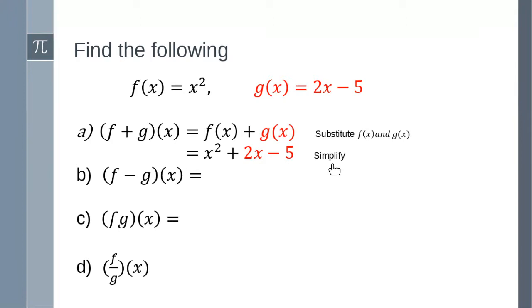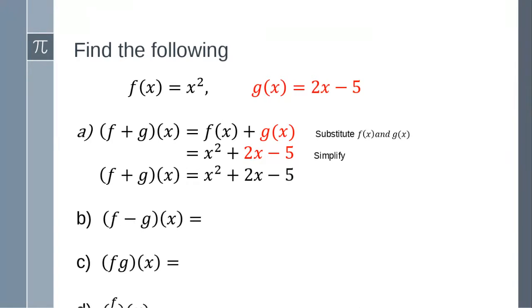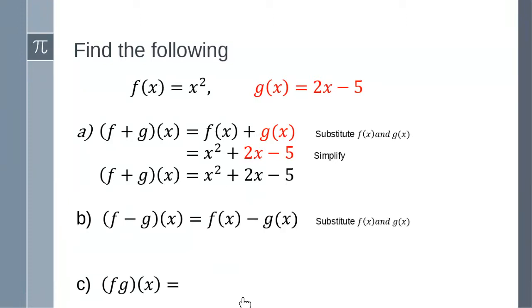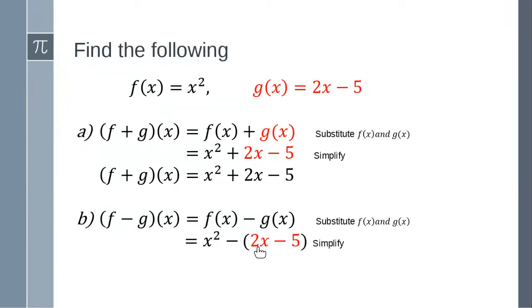Then we want to simplify. In other words, are there any like terms that we can gather together? And in this case, we don't have any like terms, so our answer would be f plus g of x is equal to x squared plus 2x minus 5. Okay, so then letter B is subtraction. So again, for me, it's easier to rewrite this as f of x minus g of x. We substitute our values. And notice that we put parentheses around the g of x.